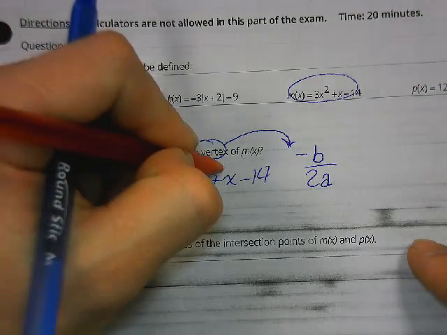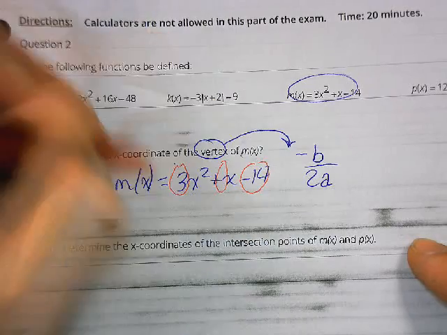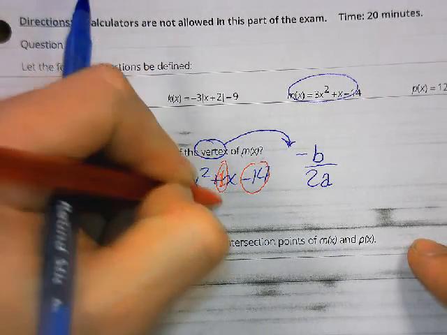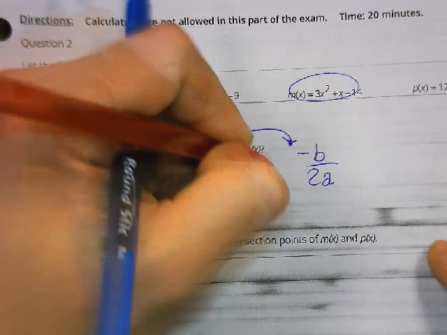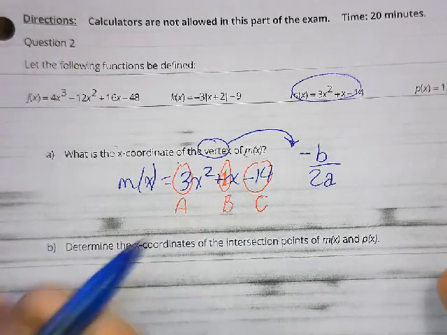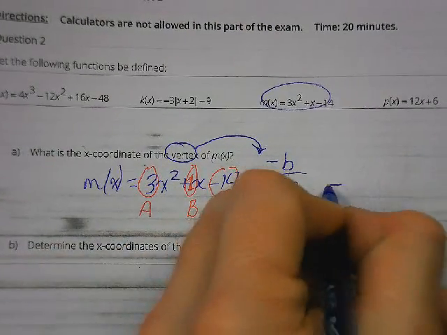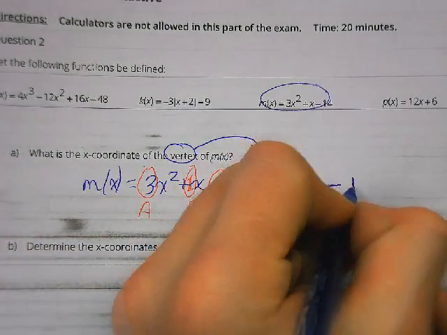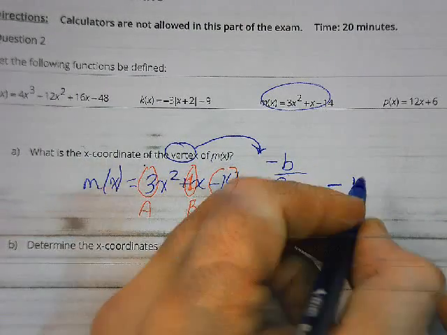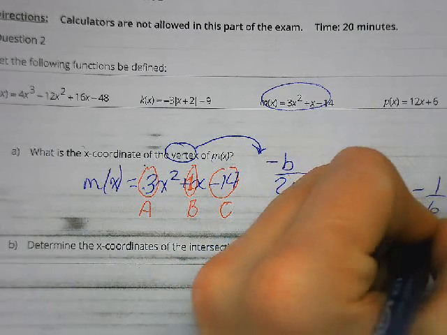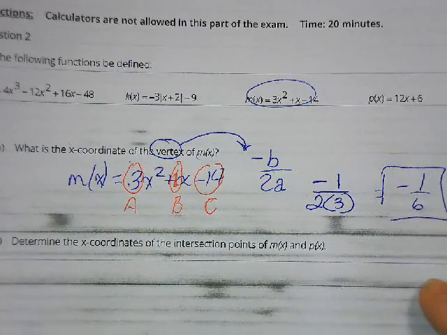Here is a, here is b, and then here is c. A is 3, B is going to be that 1 that's right there, and then c is going to be negative 14. So we're going to substitute into this formula negative b over 2a. Our b value again was 1, and then 2a, so 2 times a. This is negative 1 over 6, our final answer.